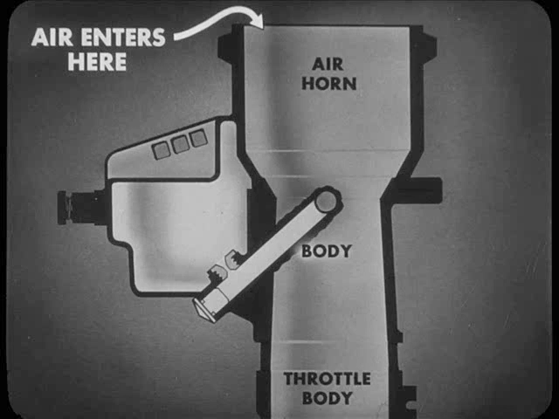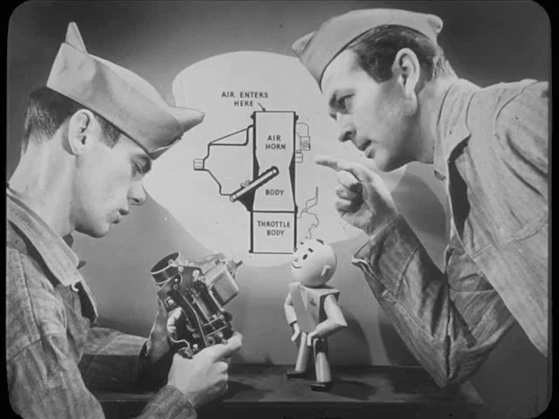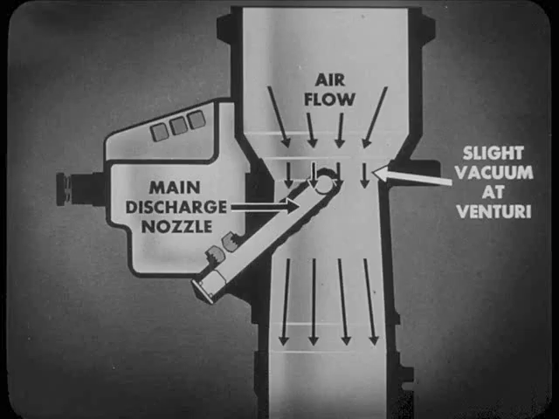Now, air enters here. The carburetor is divided into three sections. The top part is called the air horn. The center, the body. The lower part, the throttle body. Why isn't the inside straight all the way down? Well, that tapered part is called a venturi. It's there to speed up the flow of air at that particular point. This increase in airflow creates a slight vacuum right at the venturi. That's where the main discharge nozzle empties.